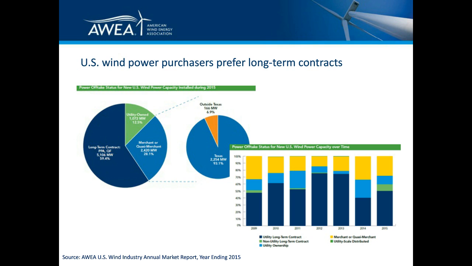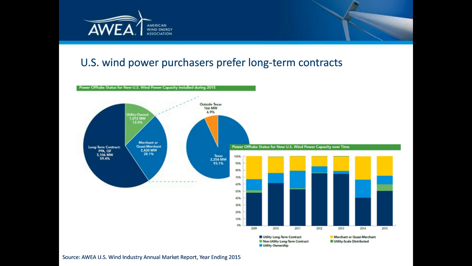As you can see, in 2015, roughly 60% of projects that came online had a long-term PPA attached to them. Some utilities do prefer to own their own wind generation, kind of keeping in line with the traditional model. We saw about a gigawatt worth of wind power that was directly owned by utilities.